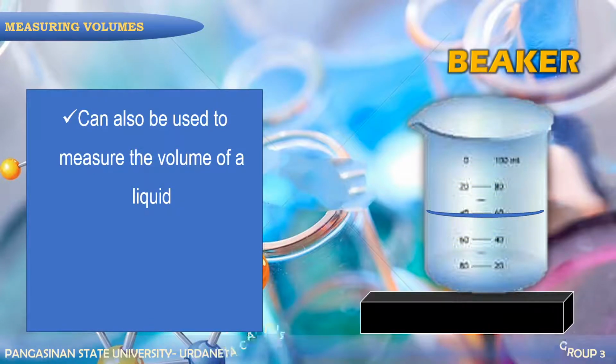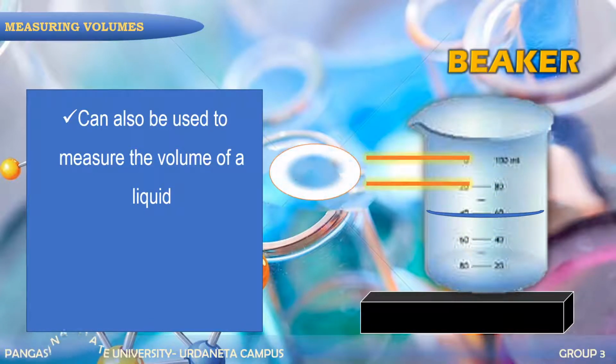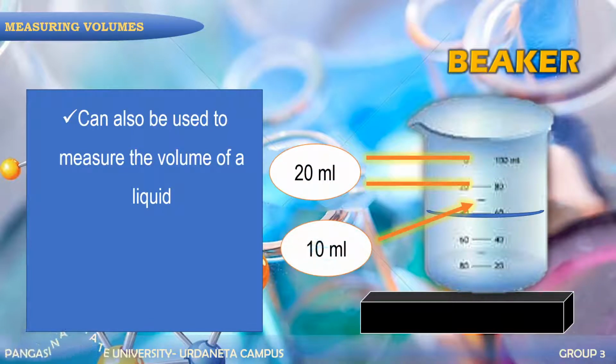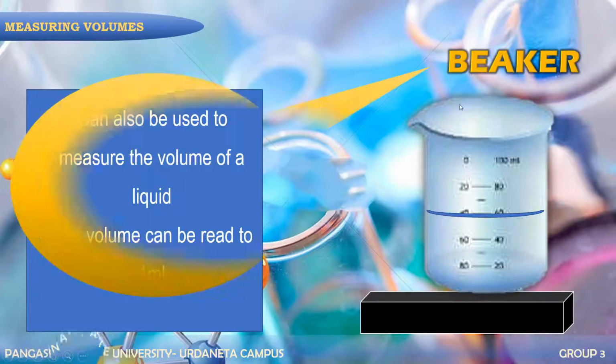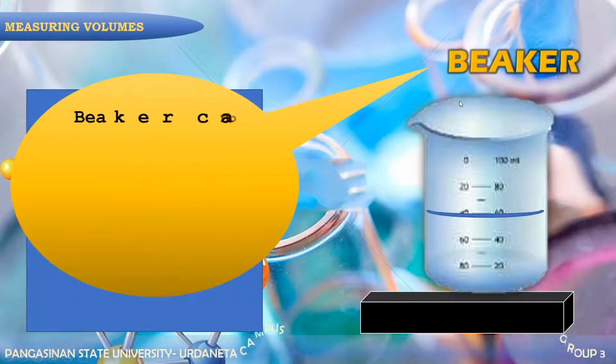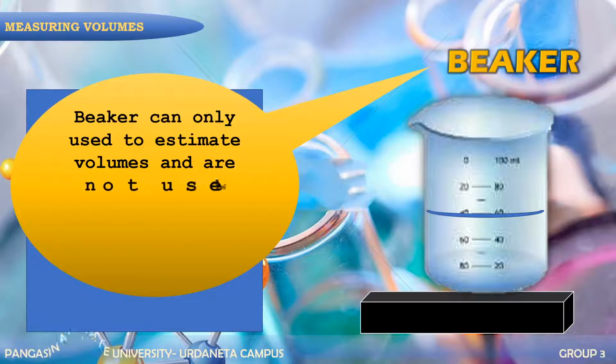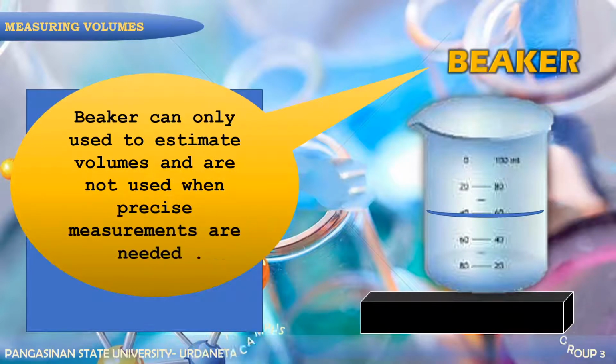On this beaker, each marked line is equal to 20 milliliters and each unmarked line is equal to 10 milliliters. Since a measurement instrument can be read to 1/10 of the smallest division, the volume can be read to 1 milliliter. One fact is that beakers are so imprecise that they are only used to estimate volumes and are not used when precise measurements are needed.